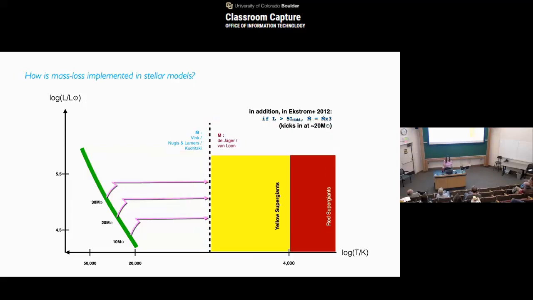But also in the Geneva models, above 20 solar masses, they started to crank the mass loss rates up by a factor of 3, in part maybe to explain this red supergiant problem with their mass loss. So the question is, is it justified to do this? Are mass loss rates during the red supergiant phase actually higher than what we've been assuming for a long time?